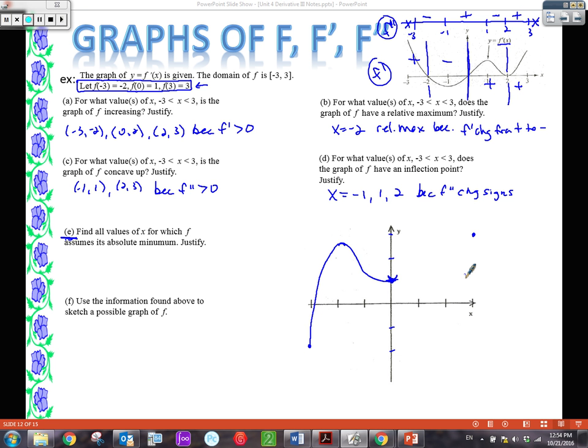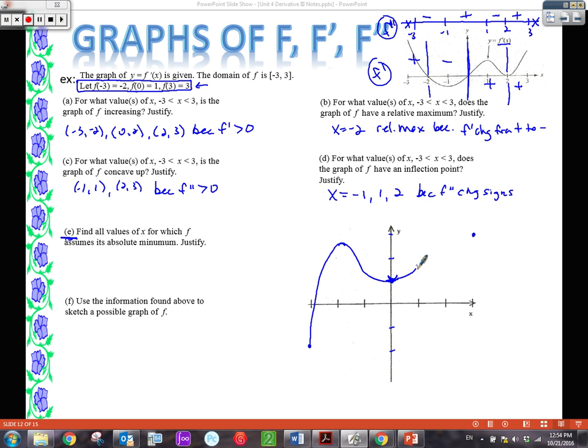Okay, from 0 to 3, I think is a little bit more challenging. We're increasing that whole time from 0 to 3. It would be nice if I could just draw a line and be done, but the concavity is crazy over there. From 0 to 1, we're concave up. From 1 to 2, we're concave down, and from 2 to 3, we're concave up. Okay, so let's try to make that work. So from 0 to 1, we're concave up, so we'll just continue like we are right here.